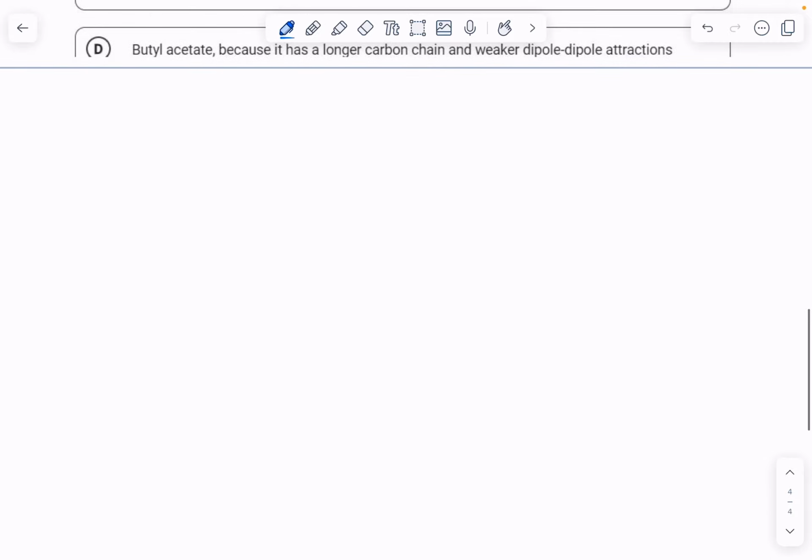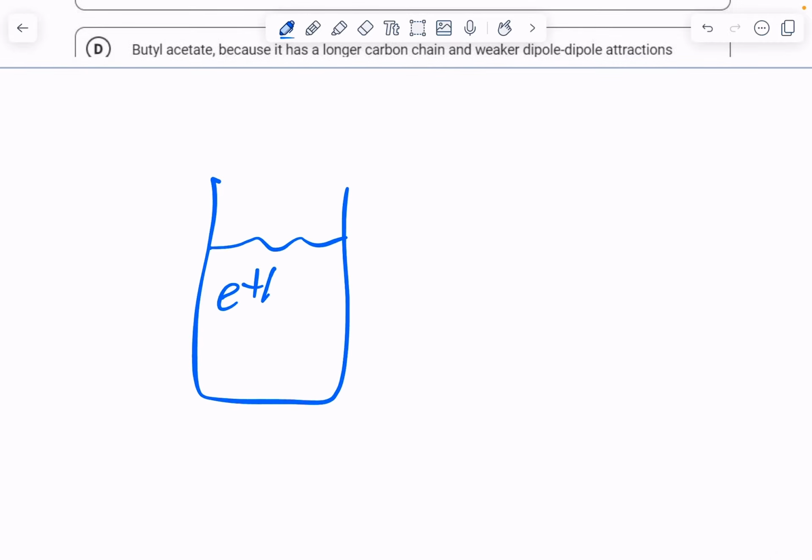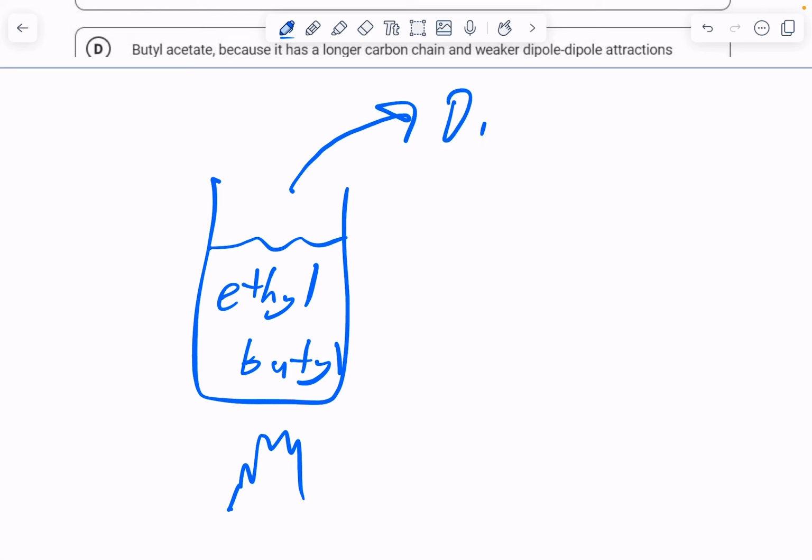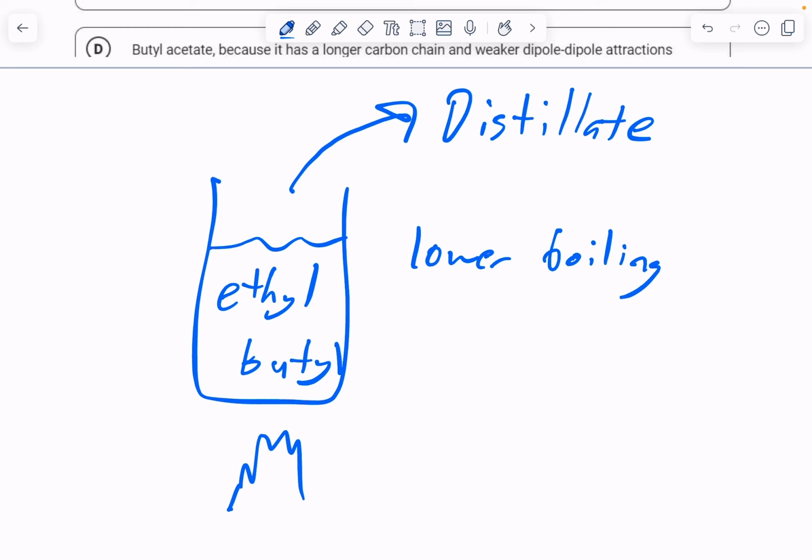Okay, first off, distillation. So you've got our solution. We've got butyl and ethyl in here. And we're trying to separate it with distillation, which means we are going to add heat and cause it to boil, and something's going to come out first. That is what we call the distillate. So we're looking for something with a lower boiling point. Whatever has a lower boiling point is going to boil first. So that's what will have a higher concentration.